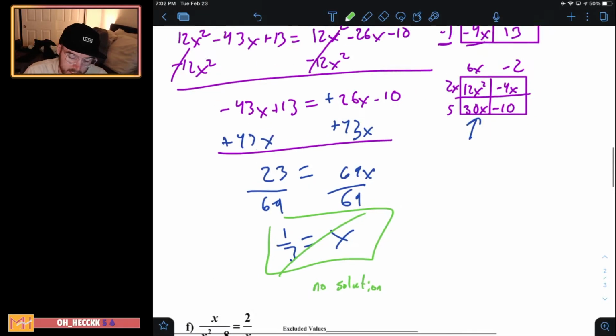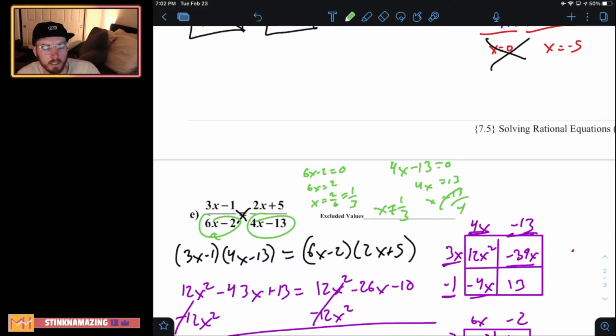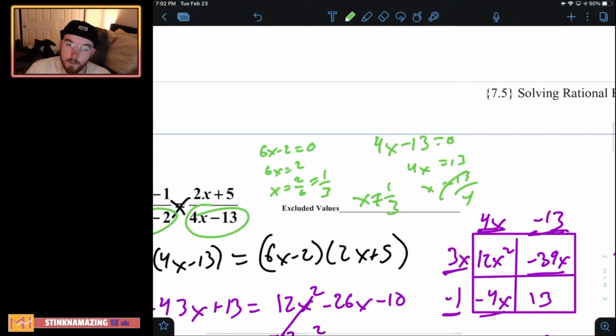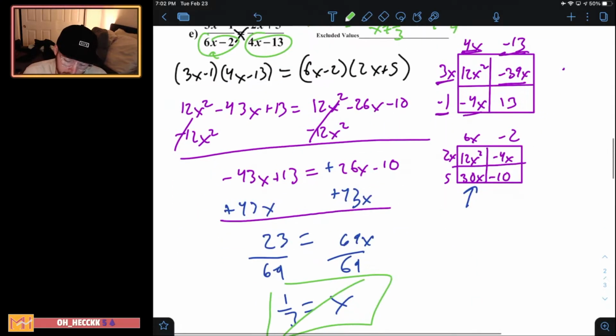By the way, the other excluded value here is 13/4. You just simply add the 13, divide by the 4, and you get 13/4. But that one doesn't matter as much. Sorry for my typo there with the positive, but luckily I paused it and fixed it for you.